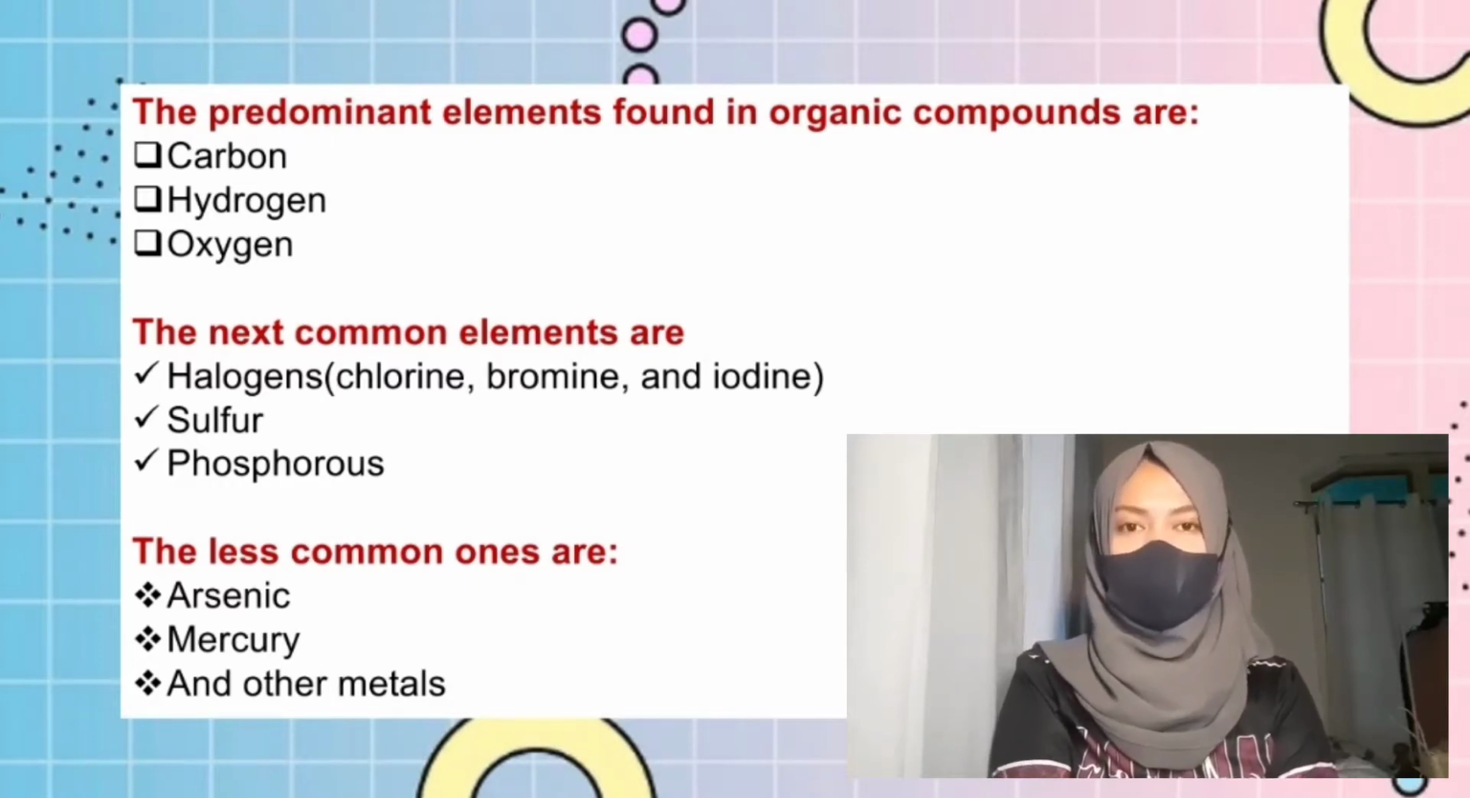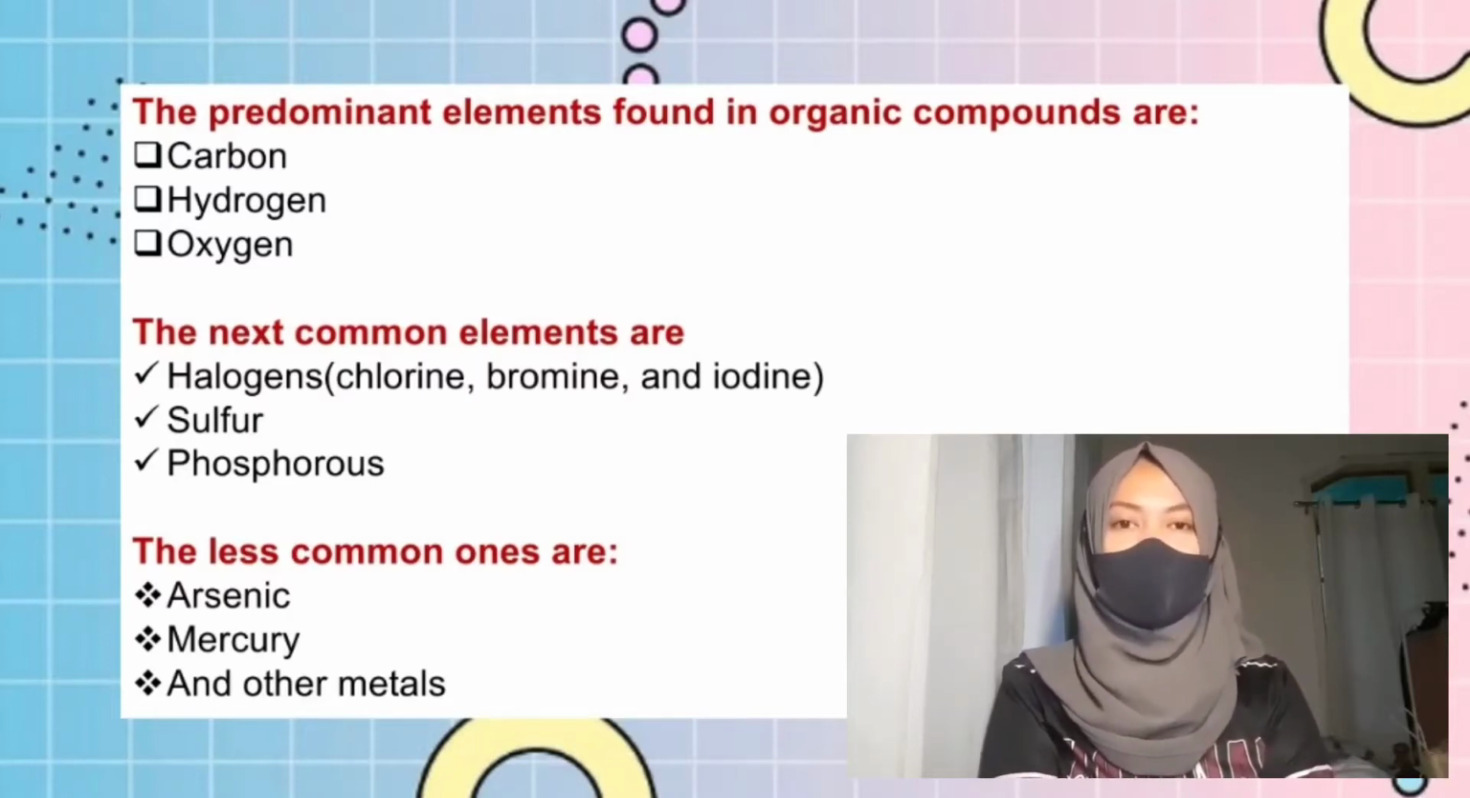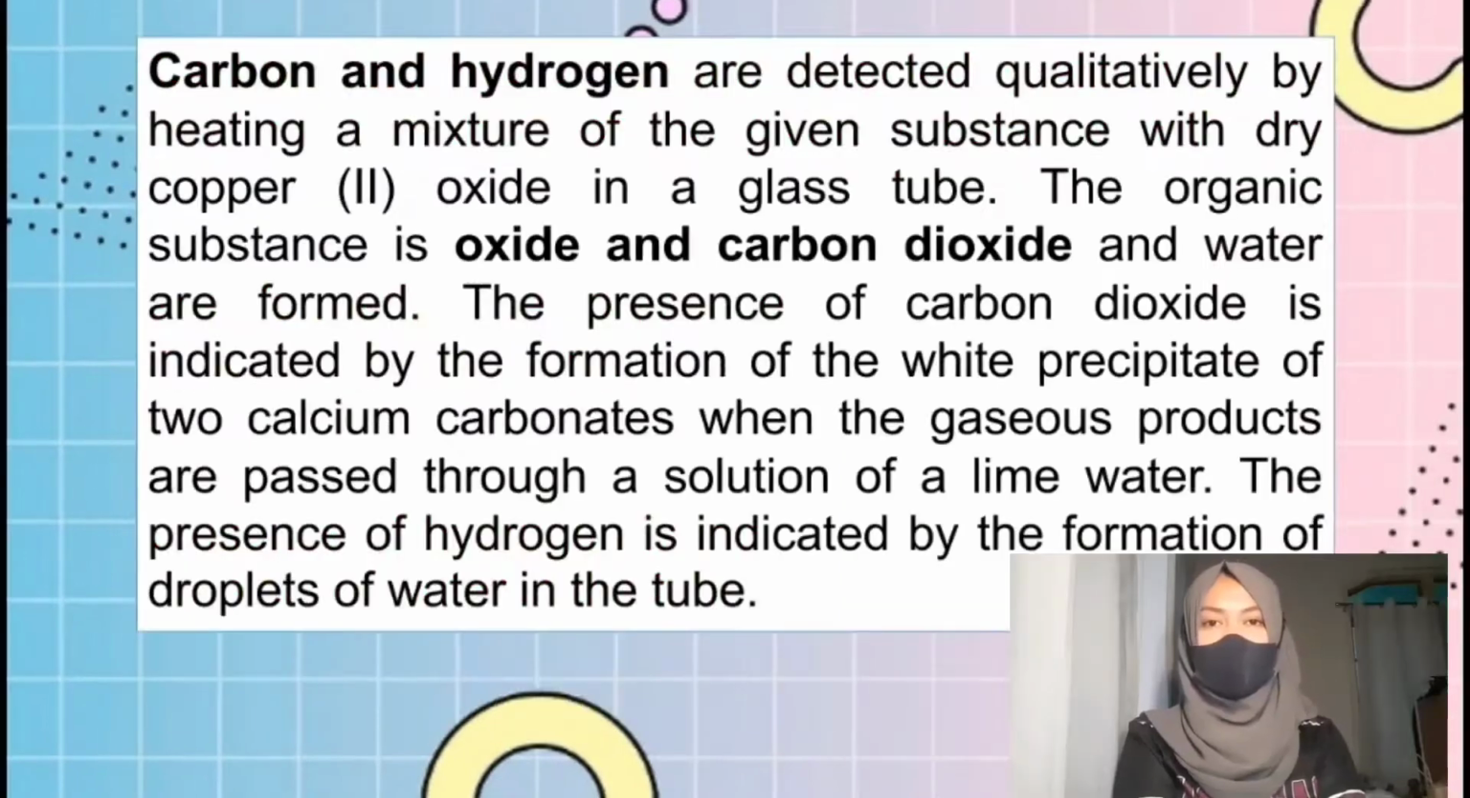Qualitative test for elements in organic compounds. The predominant elements found in organic compounds are carbon, hydrogen, and oxygen. The next common elements are halogens (chlorine, bromine, and iodine), sulfur, and phosphorus, while the less common ones are arsenic, mercury, and other metals.